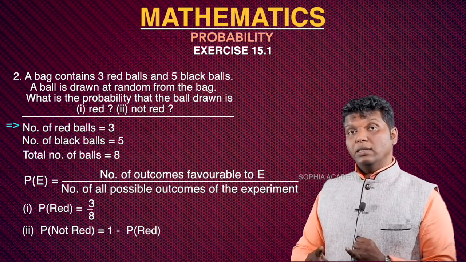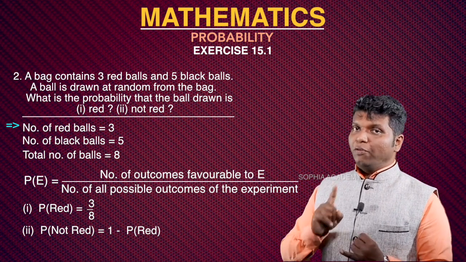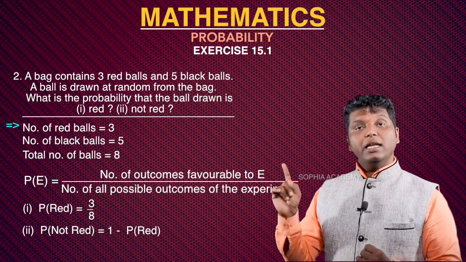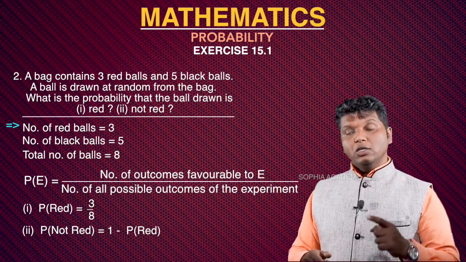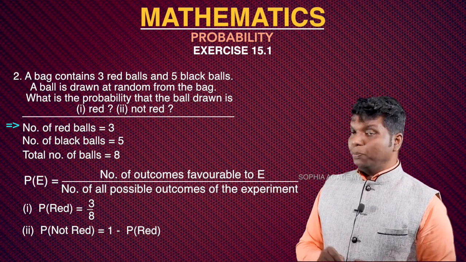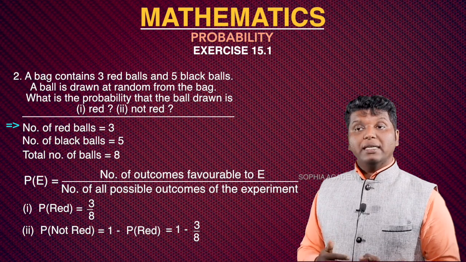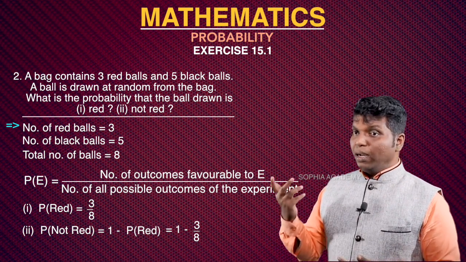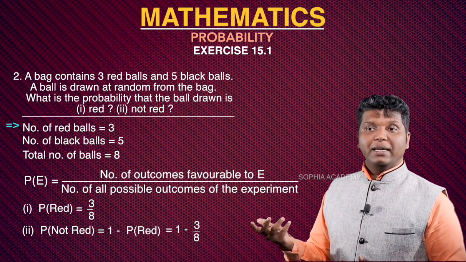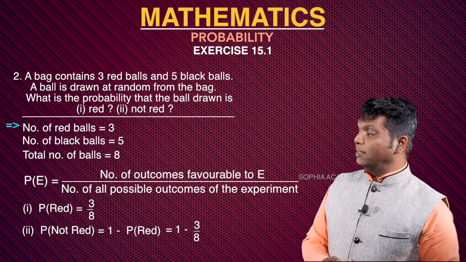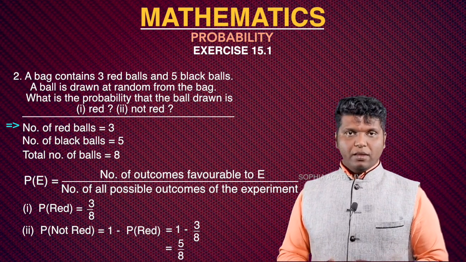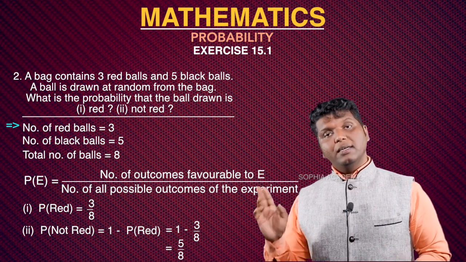So we already know that P of red plus P of not red is equal to 1, and here you have to find P of not red. So P of not red is equal to 1 minus P of red. What is P of red? It's 3 by 8. So 1 minus 3 by 8 becomes 8 by 8 minus 3 by 8, and finally the answer is 5 by 8. So P of not red is equal to 5 by 8.